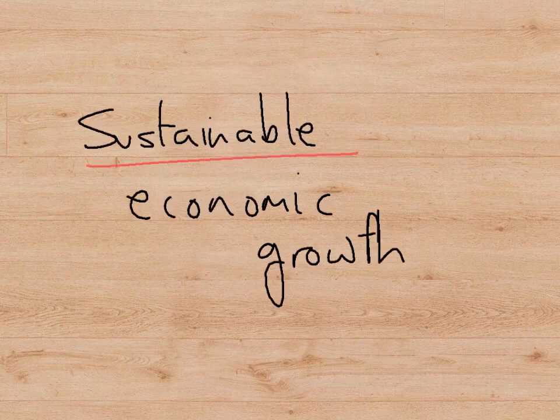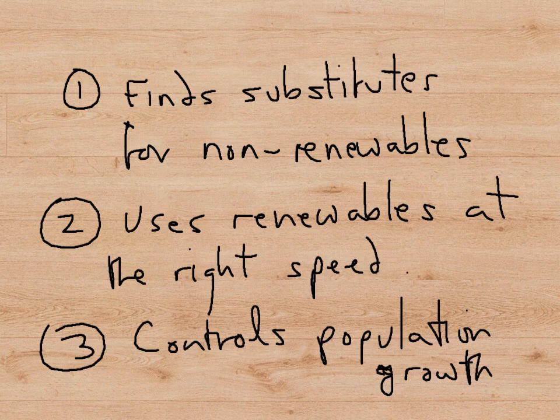So by understanding what we mean by unsustainable, we have a good idea of what we mean by sustainable economic growth, which is economic growth that finds substitutes for non-renewable resources that are being used up, economic growth that doesn't mean that renewable resources are used too quickly, but used at the right speed so they can renew themselves, and economic growth that controls the growth rate of population at the same time. If we achieve these three things, we will have sustainable economic growth in the world.